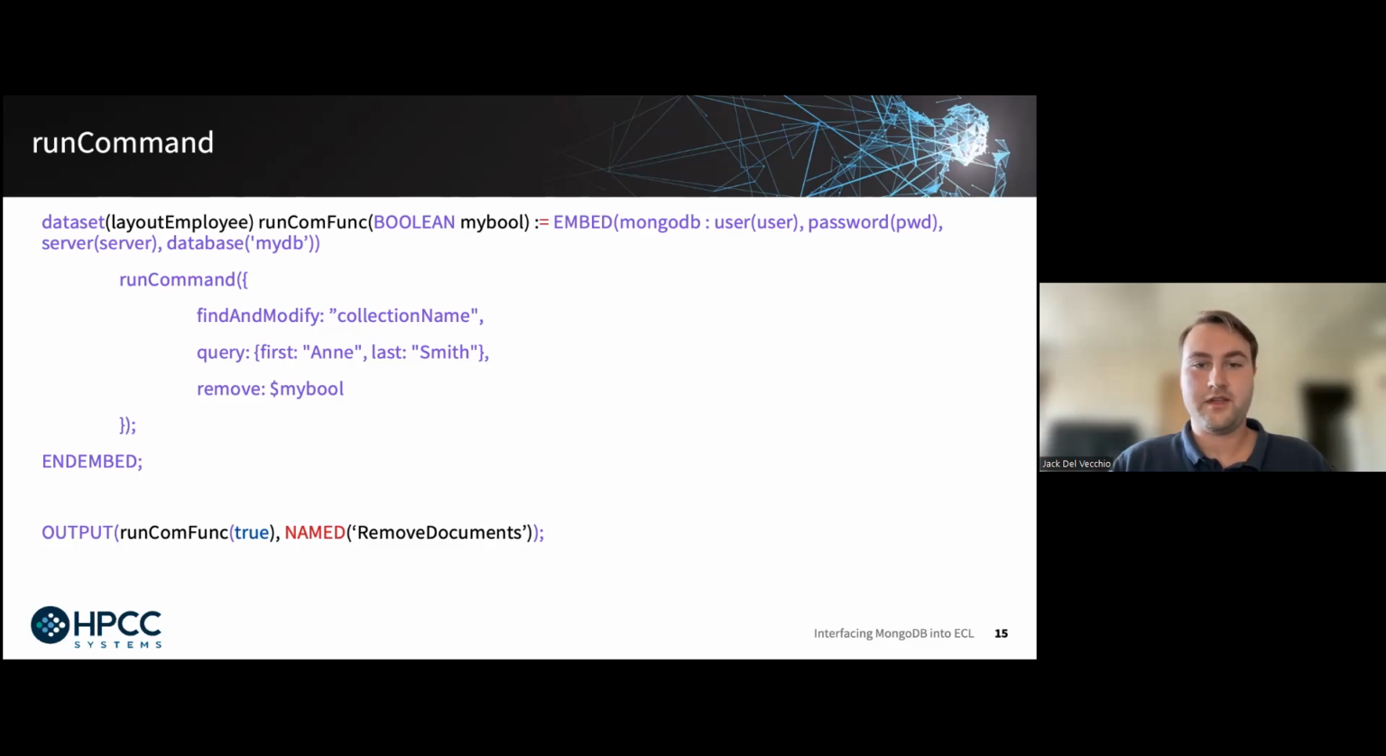There's a lot of other functions that you can do, and the output to those functions is specific to what you're running. If you want to find more information about the run command function, the manual is linked in the README on the MongoDB plugin GitHub.